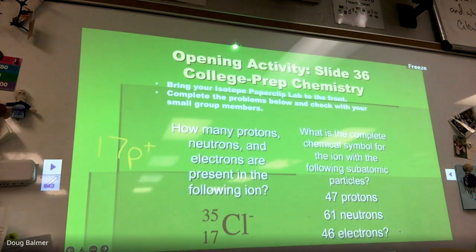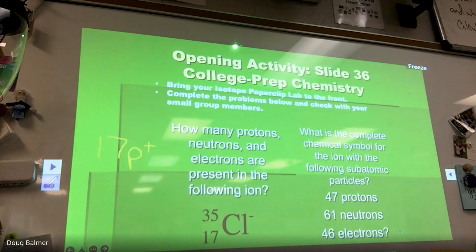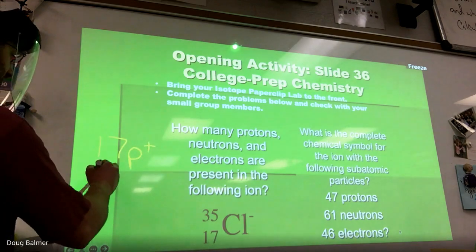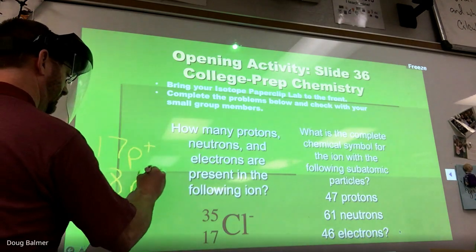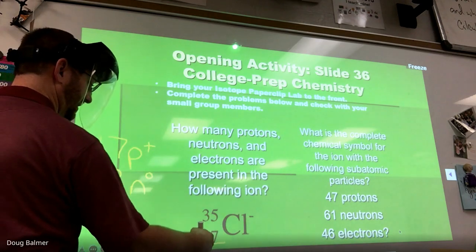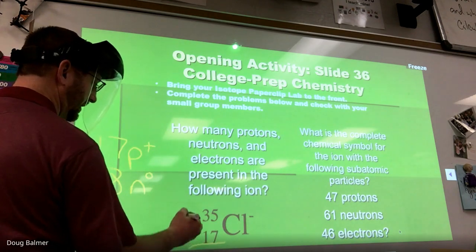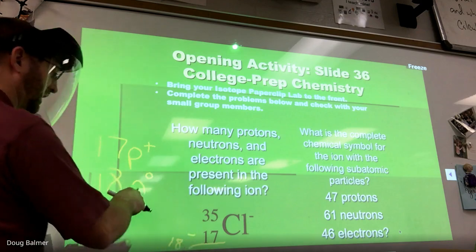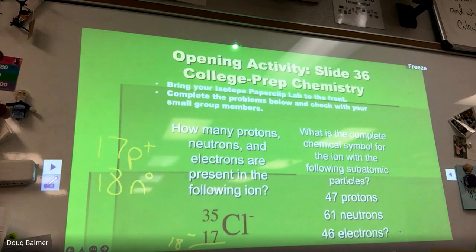Cool. Group 2. Which particle would you like to address? Neutrons. How many neutrons? 18. How'd you get that? 35 minus 17. It has a total mass of 35. We know protons are big, so that's a mass of 17. Subtract, you should get 18 neutrons. Questions, how we got that?